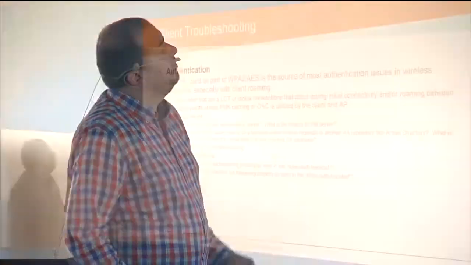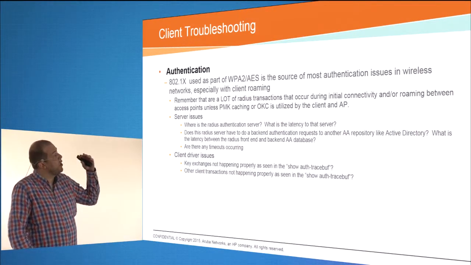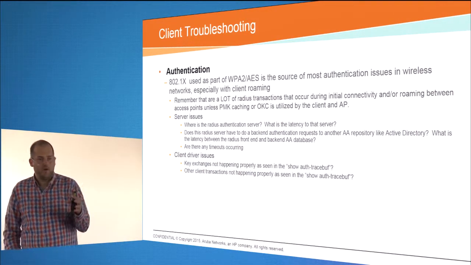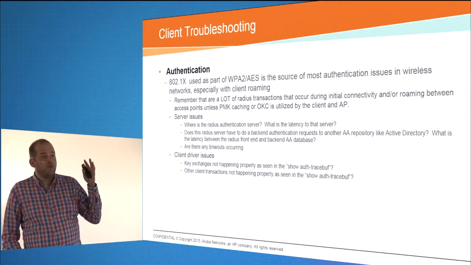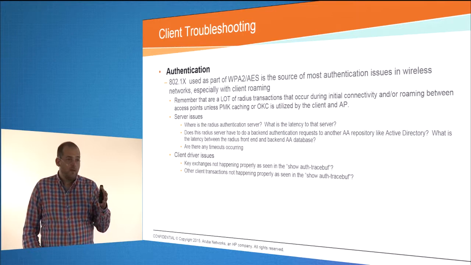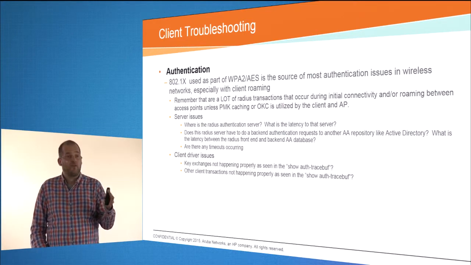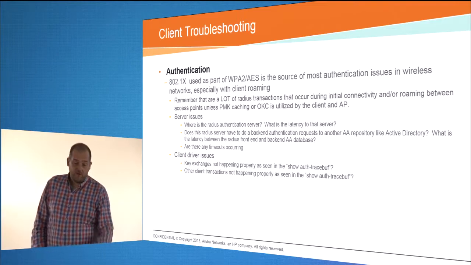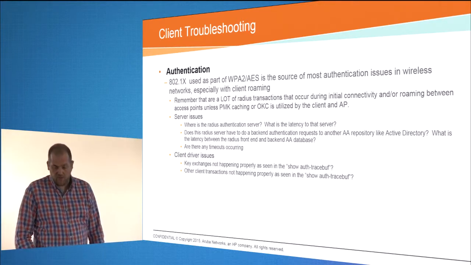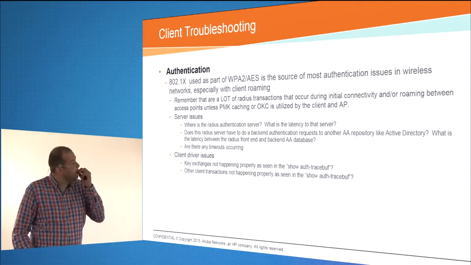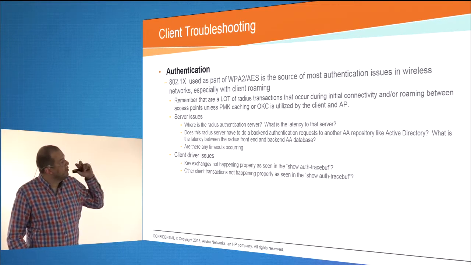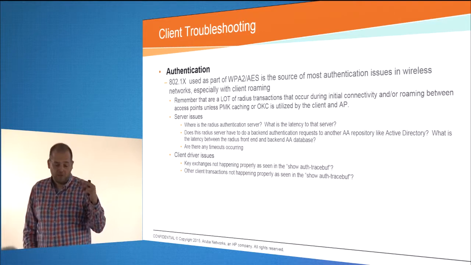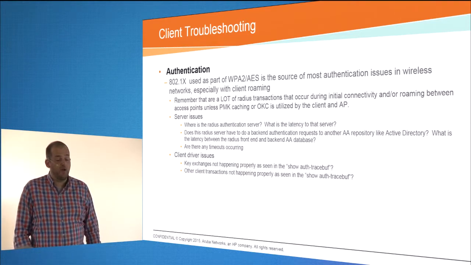So for authentication, we must take into account that on a roam, the client will do a new authentication. That can be the full 802.1X authentication, which we don't want to have at every roam. To prevent that, we can use PMK caching or opportunistic key caching to reduce the full authentication to a very limited four-way handshake re-authentication.